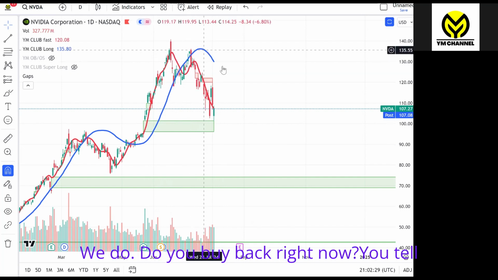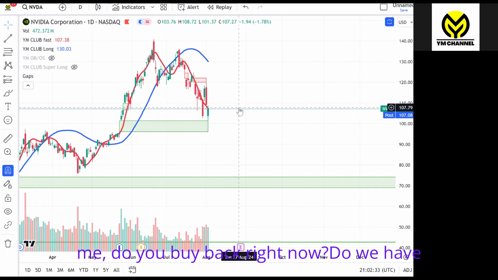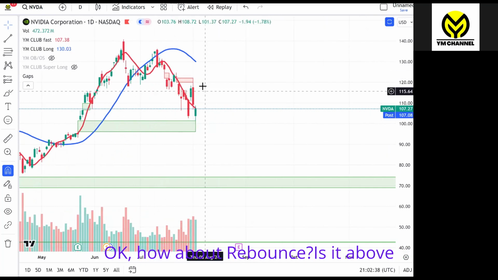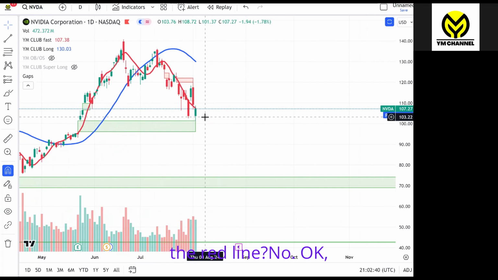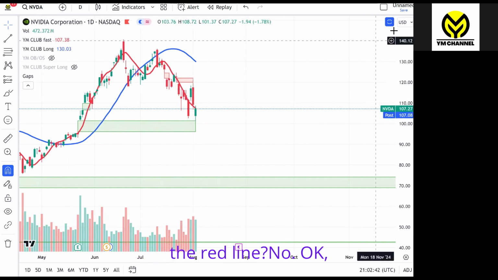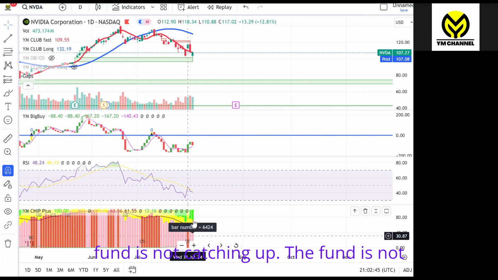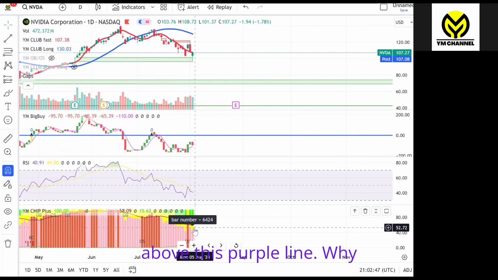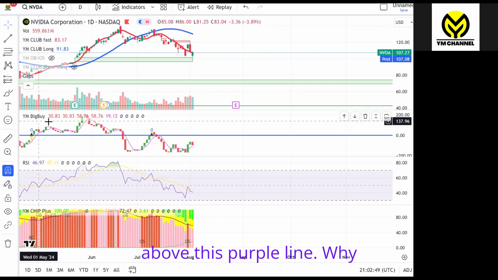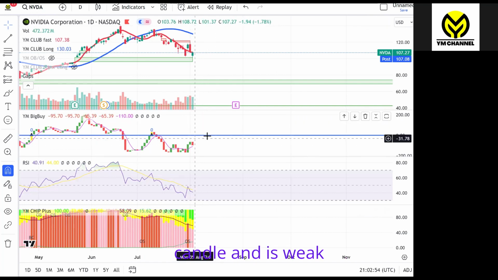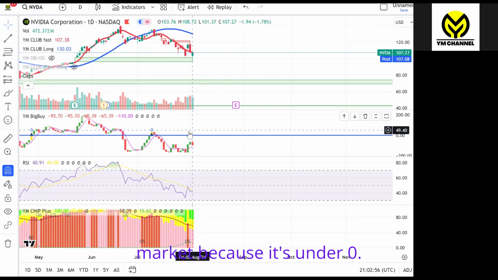Okay? Do you buy back right now? You tell me, do you buy back right now? Do we have any signal? Blue line turning downward. Okay, how about the bounce? Is it above the red line? No. Okay, how about the fund movement? Hello, the fund is not catching up. The fund is not above this purple line. YM big buy? Okay, red candle and weak market because it's under zero.